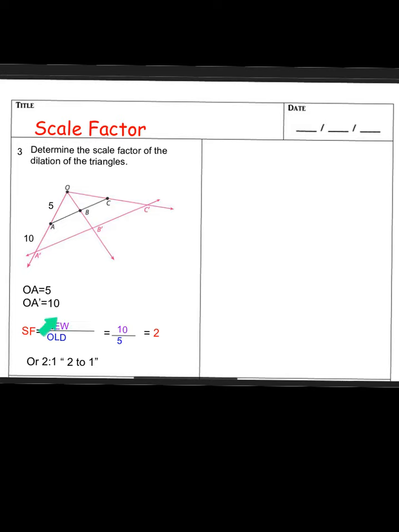So my new is the result of the dilation, which in that case is the side length OA prime, which is 10. So it's going to be 10 over the old, which is the original, the pre-image. So 10 over 5, and that fraction reduces to 2. So the scale factor in this case is 2, or it can be written as 2 to 1.